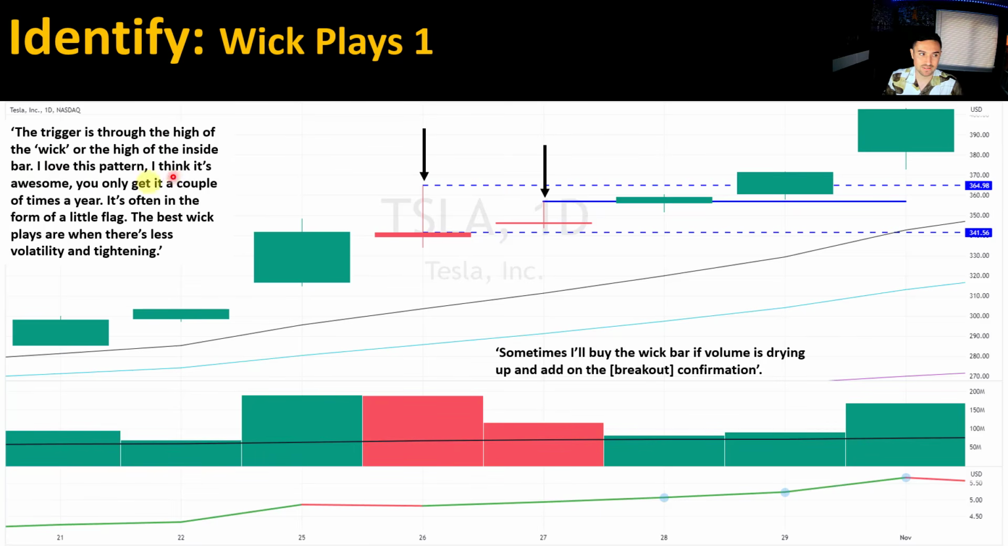I love this pattern. I think it's awesome. You only get it a couple of times a year. It's often in the form of a little flag. The best wick plays are when there's less volatility and tightening.